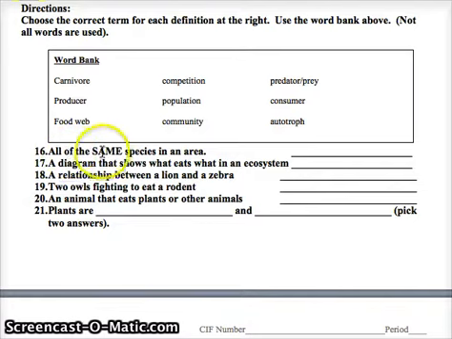16. All of the same species in an area. Write that one here. 17. A diagram that shows what eats what in an ecosystem. Your definition goes here. 18. A relationship between a lion and a zebra. Again, vocabulary word here. 19. Two owls fighting to eat a rodent. Vocab word here. 20. An animal that eats plants or other animals.